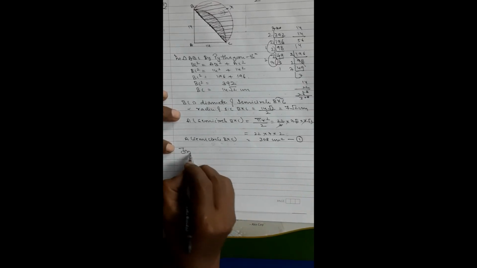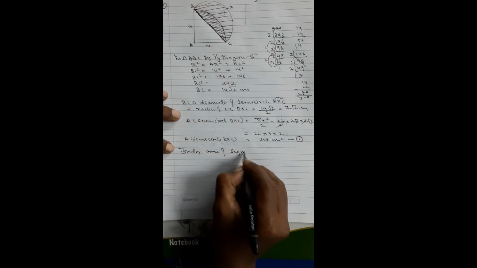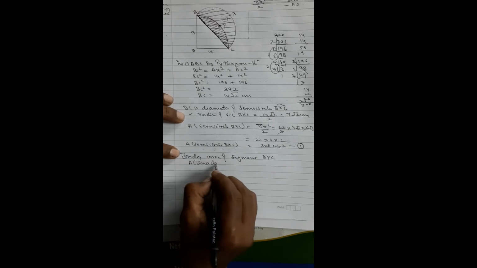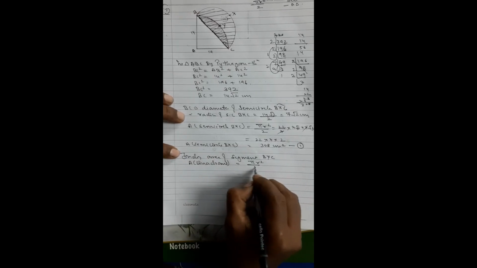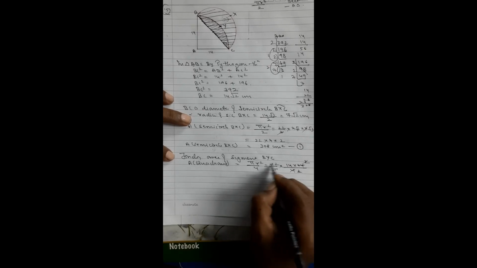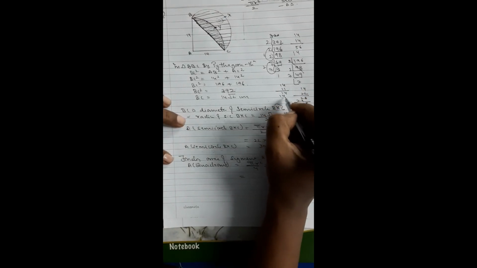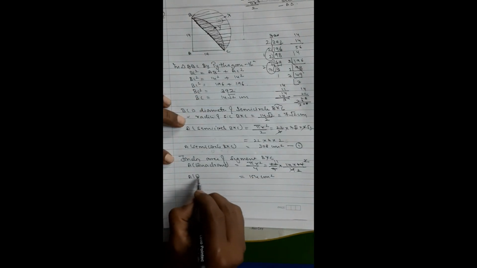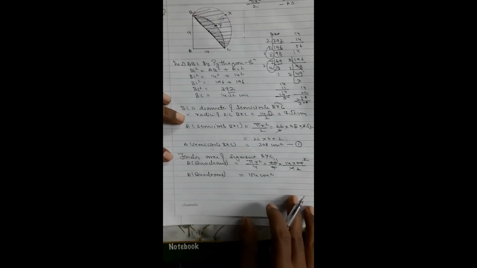Now finding the area of segment BYC. Area of quadrant is equal to pi r square upon 4, 22 upon 7 into r, which is 14, into 14 upon 4. 7 2s are 14, 2 2s are 4, so what I get is 14 into 11, which is 154. 154 centimeter square is the area of quadrant, which is nothing but the area of the sector. And now I have to find the area of the triangle.